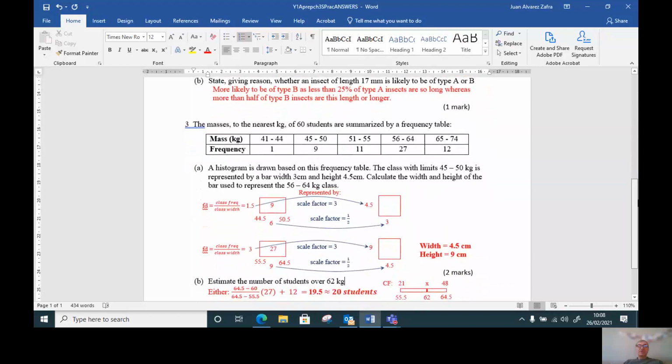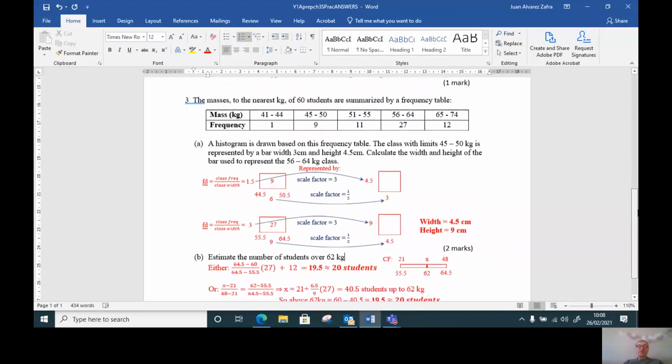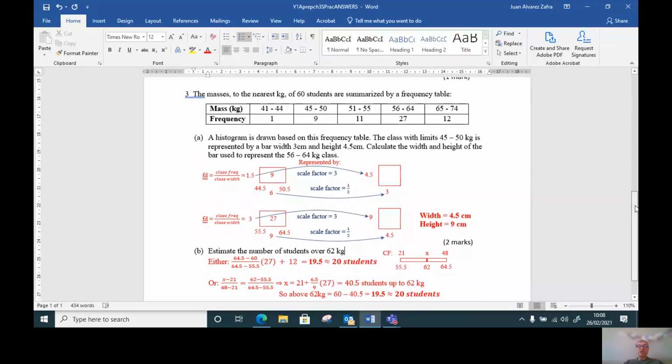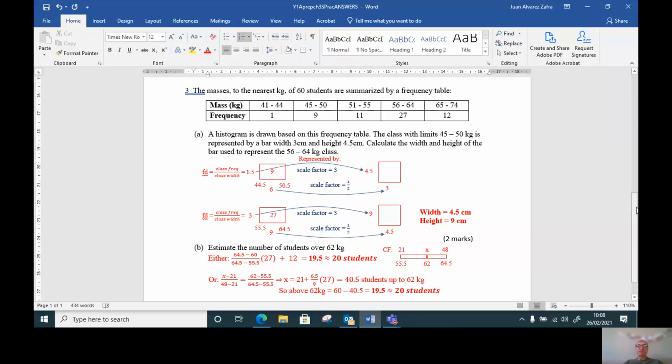Question 3. This is a very typical exam question and one that we really need to understand, and a favorite one that students often ask me to repeat and to go over again, so feel free to do so. So we have a frequency table with class limits and some frequencies, and then we're told the histogram is drawn.